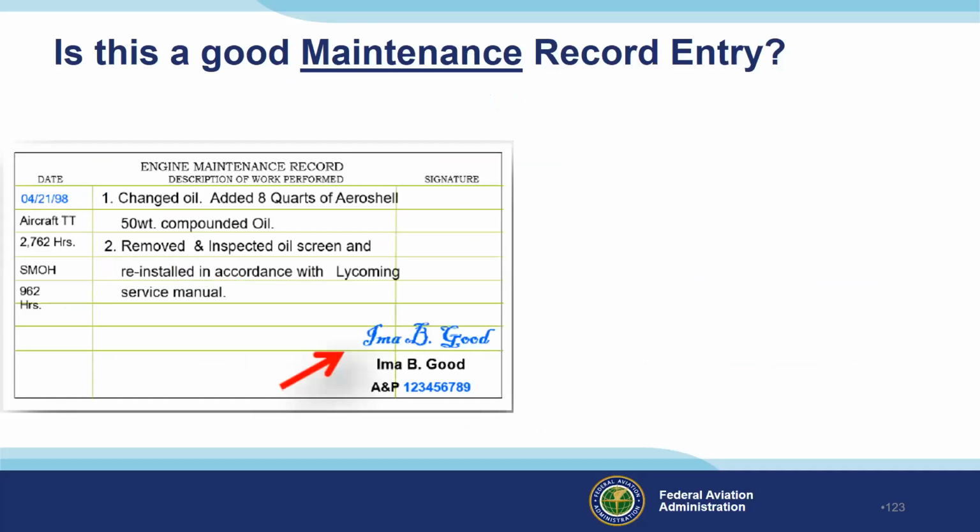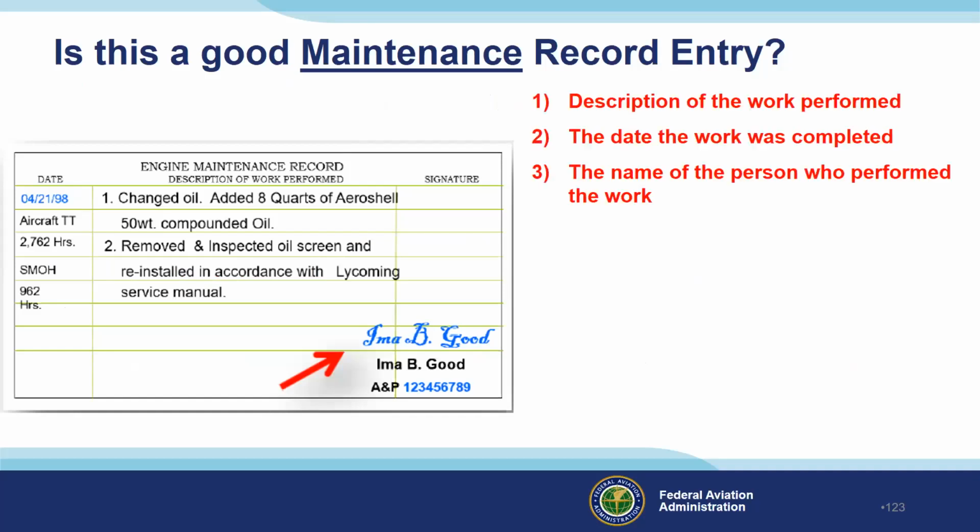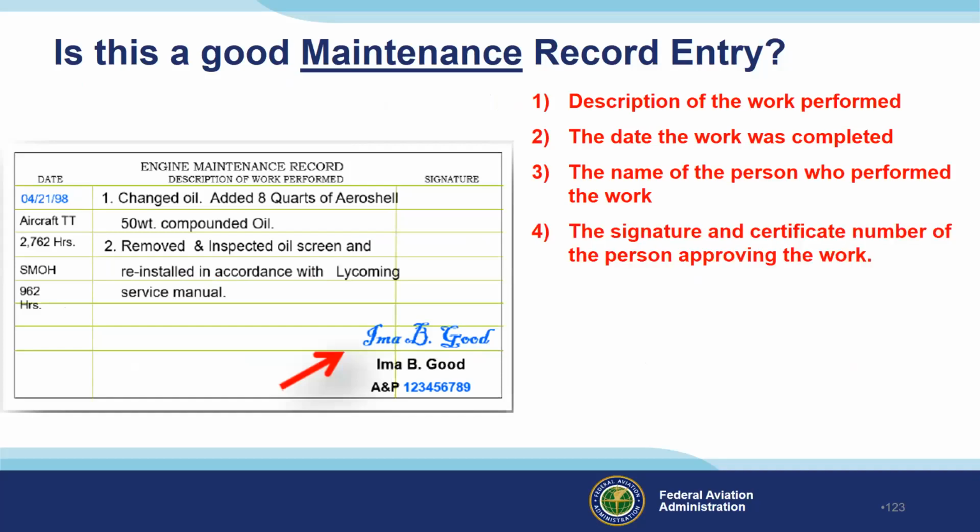So here, is this a good maintenance record entry? Change the oil, added 8 quarts. They got the date, total time. Let's run through it. Got the name of the person that performed it, the signature and certificate number. Yes, all the elements are there. That's a good entry.